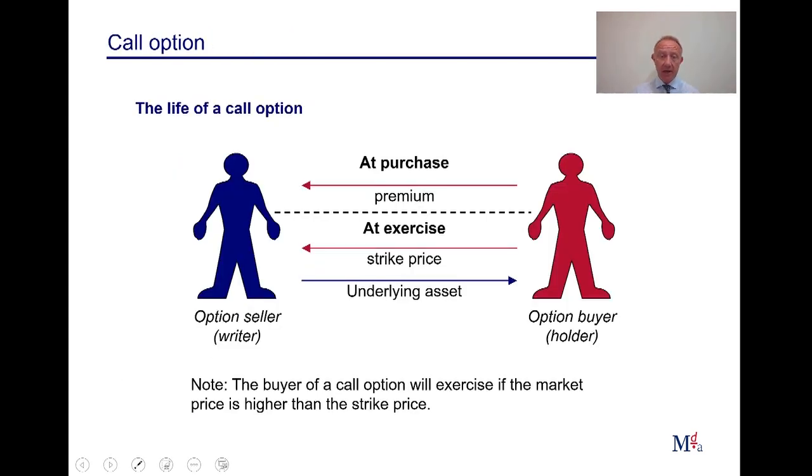It is a legally binding contract and cash flows happen between the two parties. So at the start, the option buyer will pay the premium to the option seller. Whoever pays the premium gets to choose whether this transaction happens, whether the strike price is paid to receive the underlying asset, and that's only going to happen if the underlying asset is more valuable than the strike price. Otherwise, why would the option buyer choose to do that?